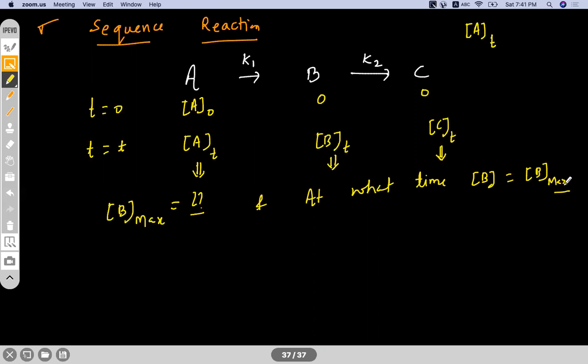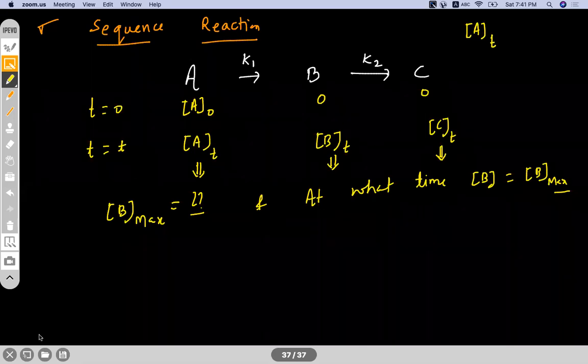Did you understand? Yes. Right? What all things we need to find out? At, Bt, Ct, plus at what time. Since A is converting into B, B is forming, and the moment B forms, it starts converting into C also. So we'll definitely have a point where the B concentration is maximum, and beyond that the concentration of B cannot increase, and it converts into C. So one by one we are going to discuss this.